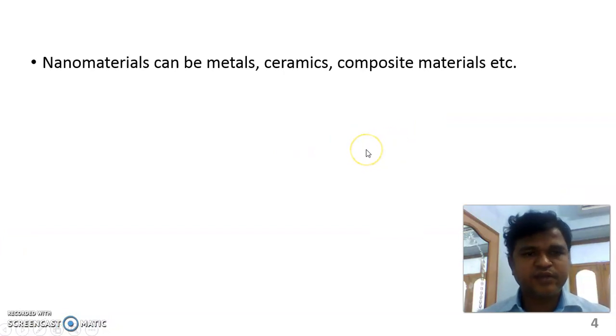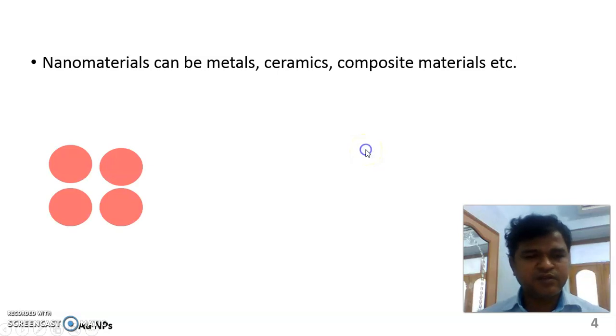Here the nanomaterials can be metals, ceramics, or composite materials. What are metals? Metals are nothing but silver nanomaterials, gold nanoparticles. Gold nanoparticles come under metals. Gold is a metal, and that nanomaterial is known as gold nanoparticles.